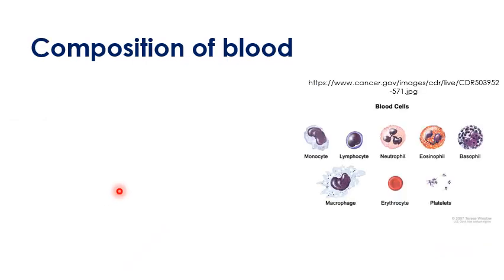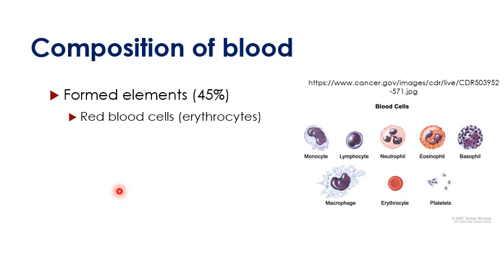So that now brings us to the formed elements, or the other 45% of your blood. So these are the different types of blood cells that you have. Firstly, we'll look at the red blood cell, also known as your erythrocyte. It's this cell over here.